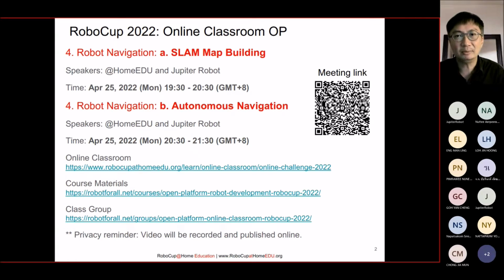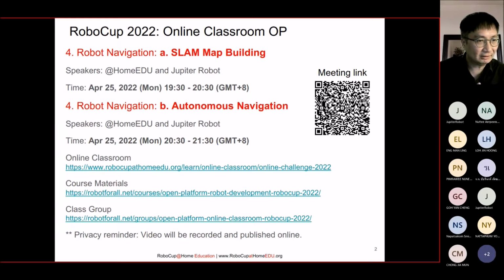Then for the second part, we are going to use the map and make the robot able to move autonomously. It's autonomous navigation, and this includes how to use the map for localization, and also to set the target so that the robot can do path planning and then start to move according to the path plan, and also do dynamic obstacle avoidance. Basically, that is the outline for today.